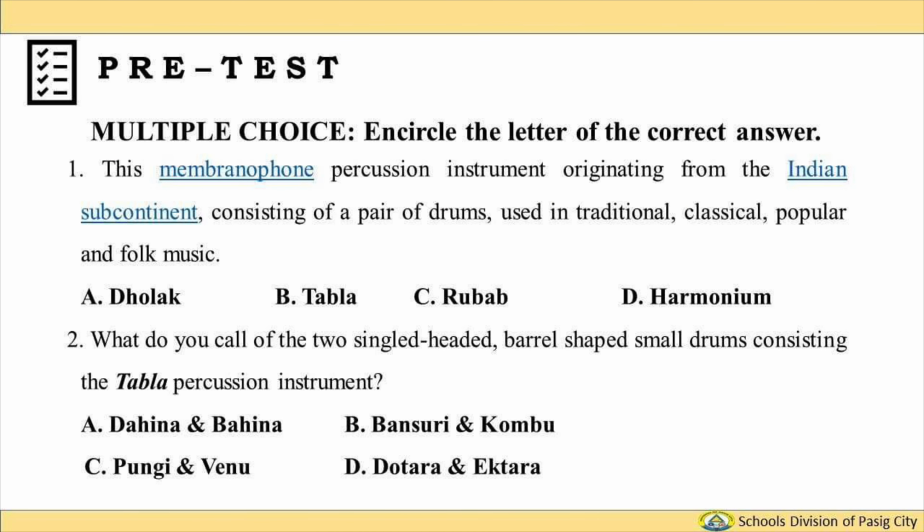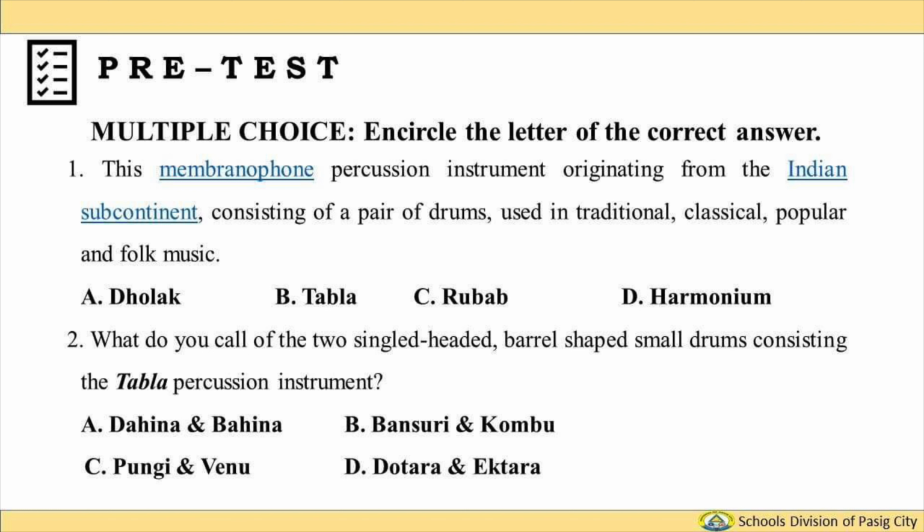Before we proceed to our lesson proper, let us first answer your pretest. Encircle the letter of the correct answer. Write your answer in your notebook. Are you all ready? Let's start. Number 1. This membranophone percussion instrument originating from the Indian subcontinent consisting of a pair of drums used in traditional, classical, popular, and folk music. A. Dulak. B. Tabla. C. Rubab. D. Harmonium.